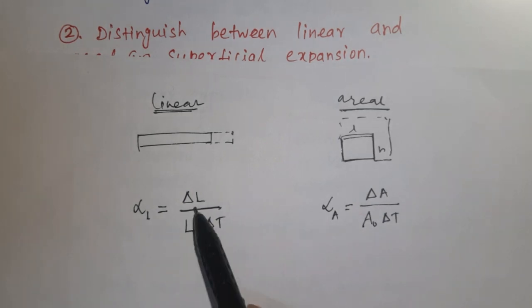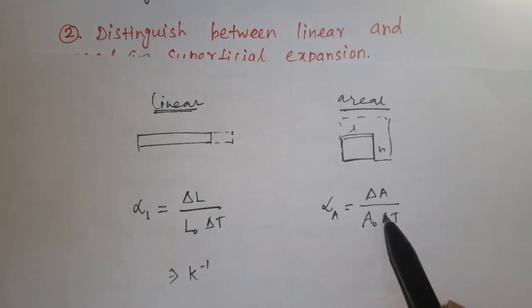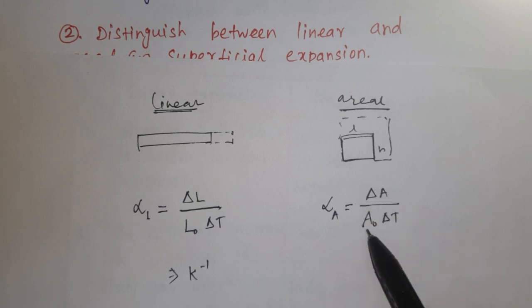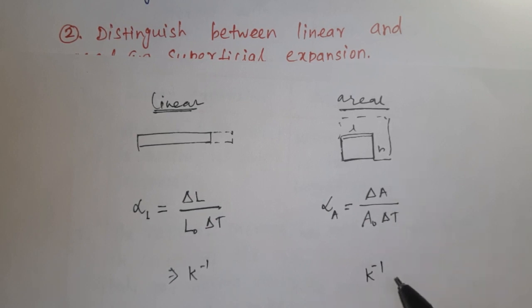Now the unit for del L is meter, for L naught meter, so the meter will be cancelled. The unit of temperature is Kelvin. So Kelvin goes to the numerator, Kelvin inverse. This is the unit. For this one also the same unit. For area, meter square, and in the denominator meter square, both will be cancelled. The unit of temperature is Kelvin. If it goes to the numerator, Kelvin inverse.